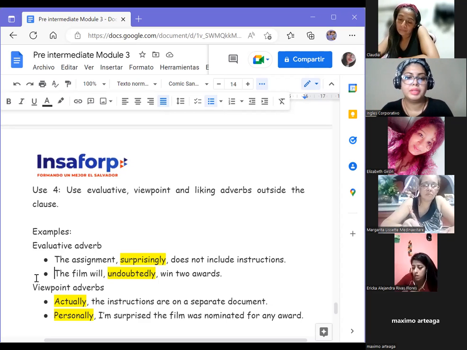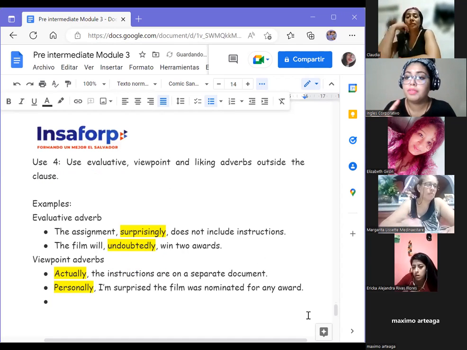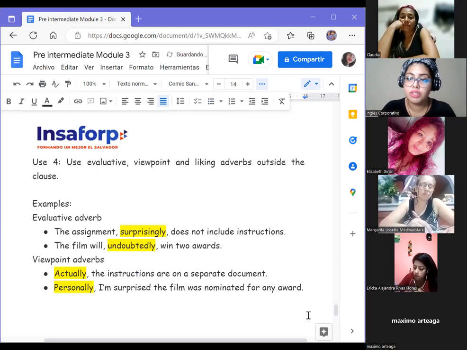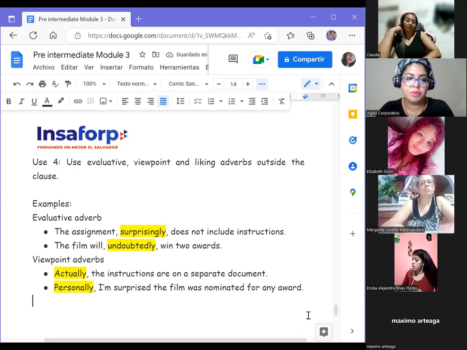And then the last part, because we are going to end the topic of the adverbs, because we are going to see the conjunctions. We have the linking adverbs, that is the number three.